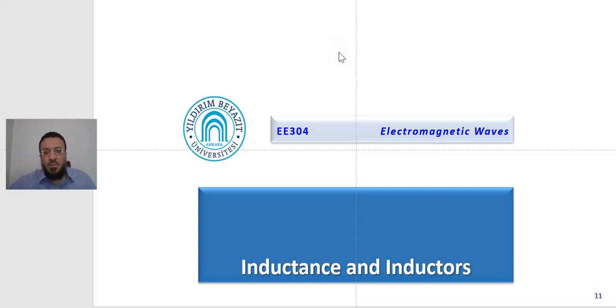Welcome everybody to the second part of lecture number 5, and in this part we'll be talking about the inductance and the inductors. Of course, all of us know inductance and inductors from circuit perspective. Today we'll talk about those terminology from magnetic field perspective.